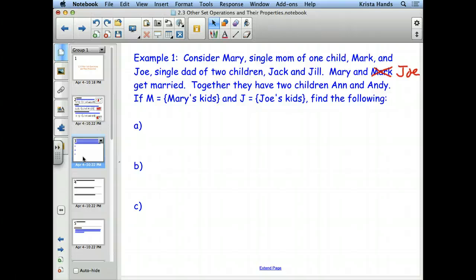Okay. So Mary and Joe get married. Together they have two children, Ann and Andy. M is Mary's kids, J is Joe's kids, and we're going to find the following.